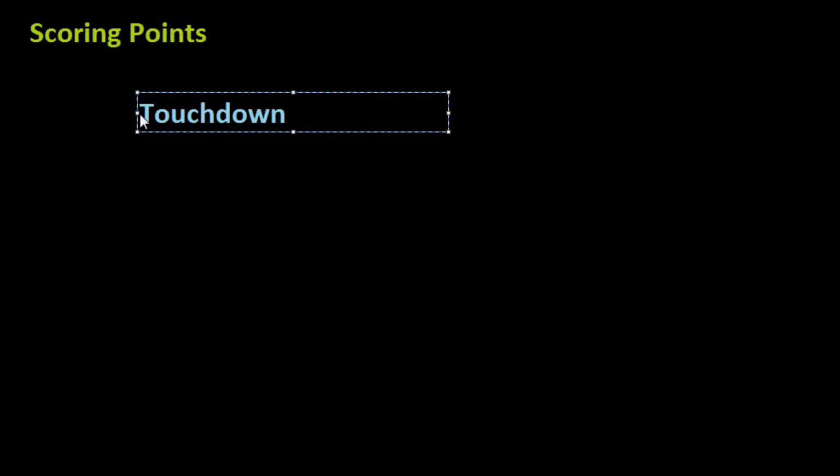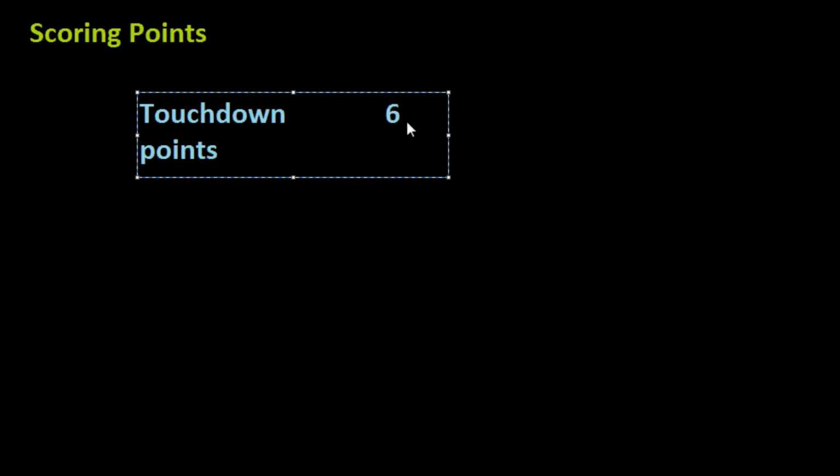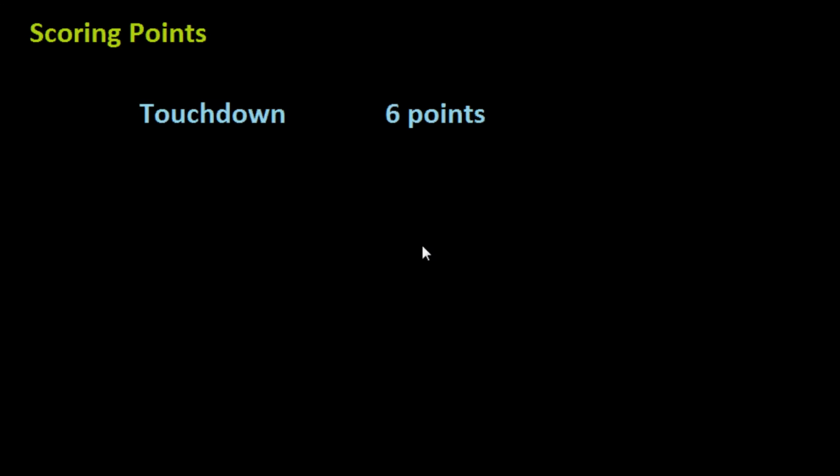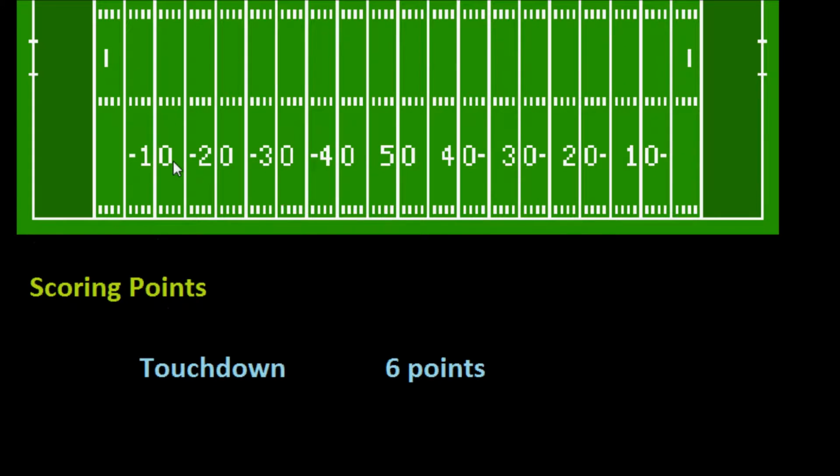So the first way, probably the most common way to score, is what is called a touchdown. And a touchdown is worth 6 points, and that is the most points that you can receive at any one time for any one score. If you remember from the first video, this unmarked area on both sides is called the end zone, and the end zone is separated from the rest of the field by the goal line.